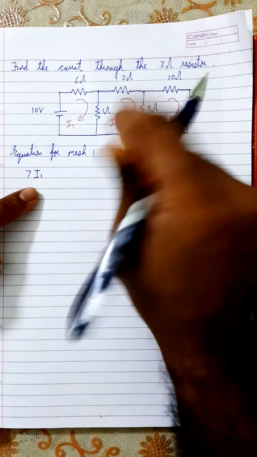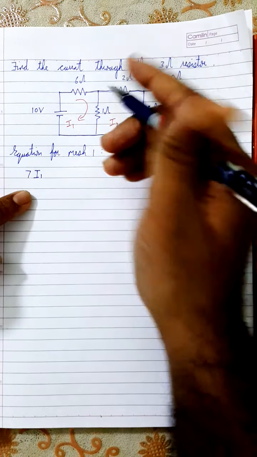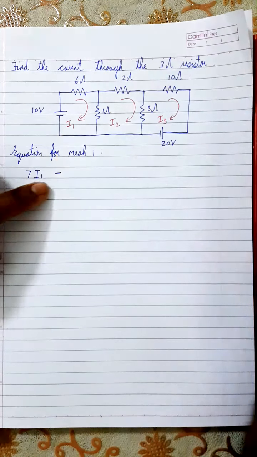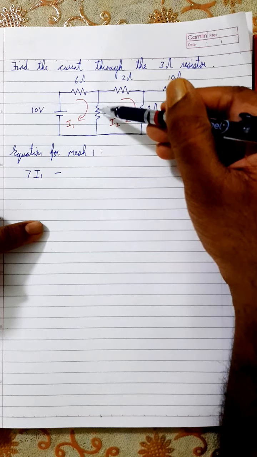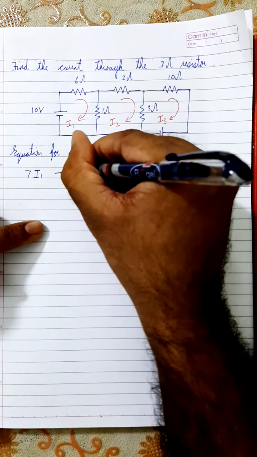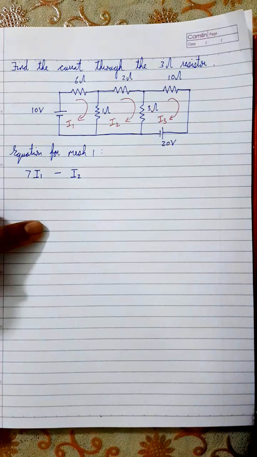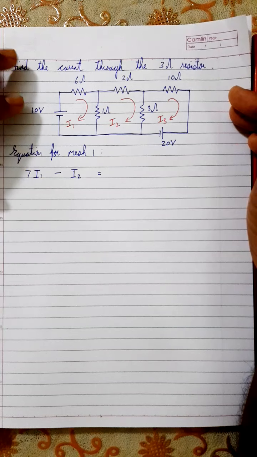All right, and this is mesh 1, so I1 is positive and there's the I2 current and that I2 is negative, so it will be minus. All right, minus, and this I2 current touches only this 1 ohm resistor over here, right? So 1 into I2. So 7I1 minus I2 is equal to, now I am going to write the equation for the voltage sources.